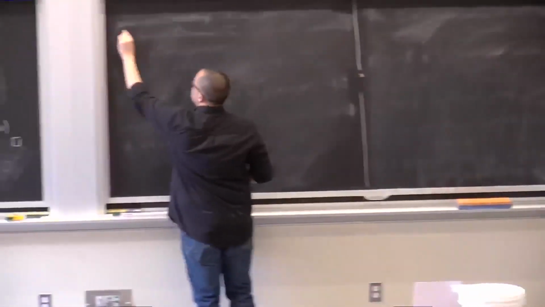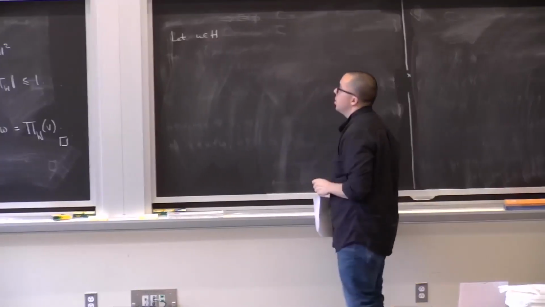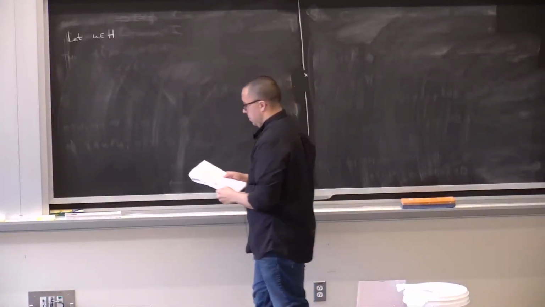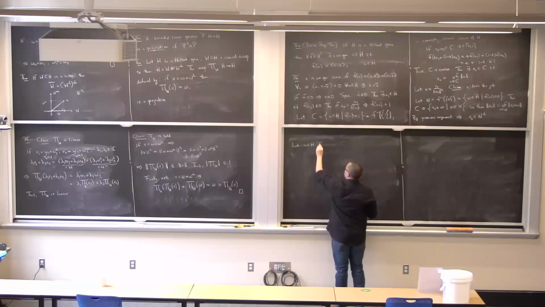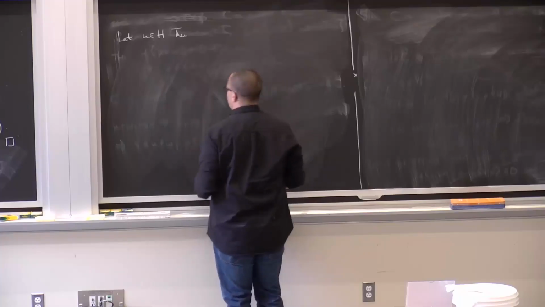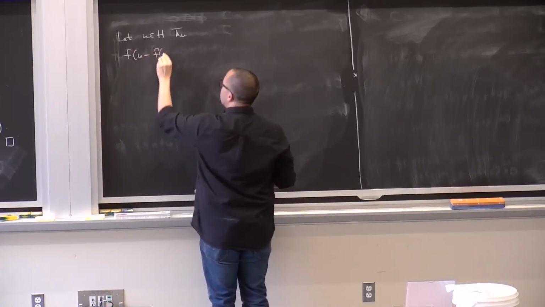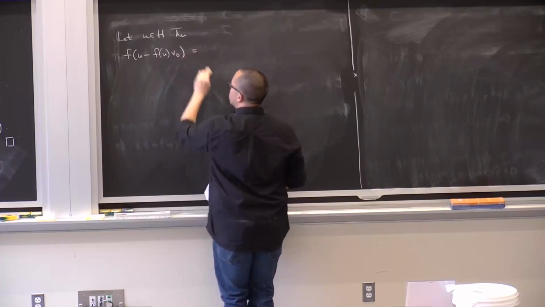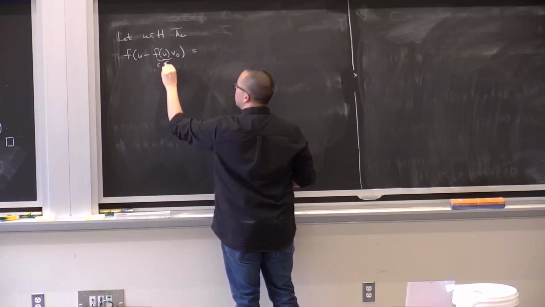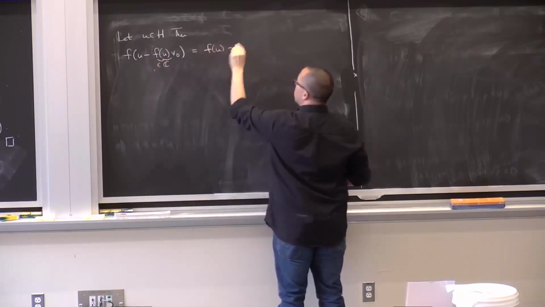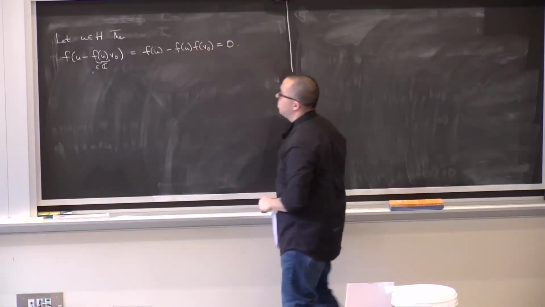So let U be in H. I want to show that f of U is equal to the inner product of V and U. Just needed that little bit of fact there. So remember, if I look at f of U minus f of U times V naught, this is equal to, so f is linear, remember, so scalars pop out. This is just a complex number. So this is equal to f of U minus f of U times f of V naught. This equals 0, right?